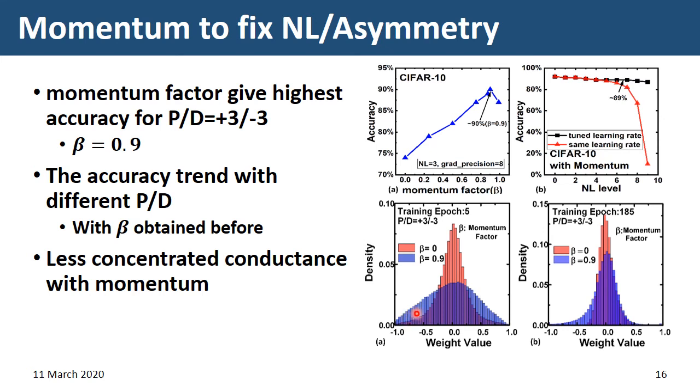Also, from the distribution of the conductance states after the training, you can see that with the momentum factor, the blue distribution tends to spread out instead of concentrating in the middle of the conductance. That means this momentum can help stabilize the distribution to a wider or more uniform distribution.